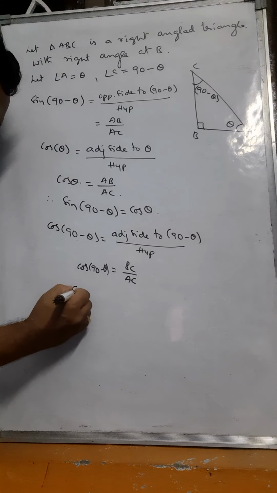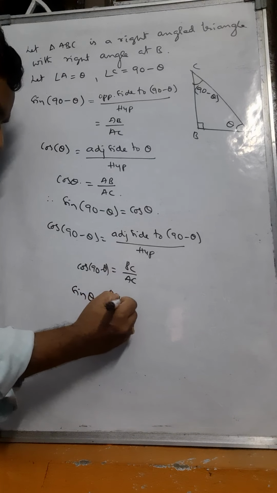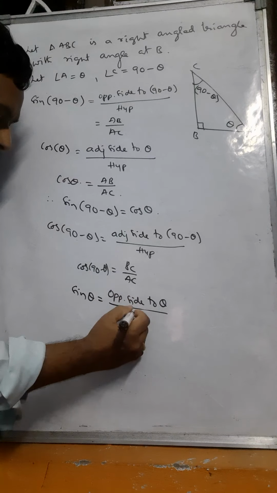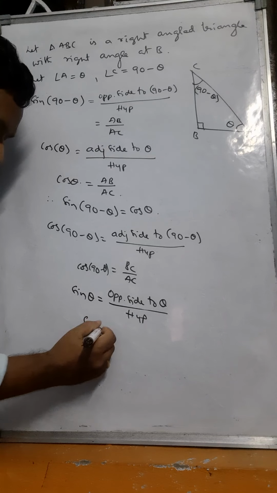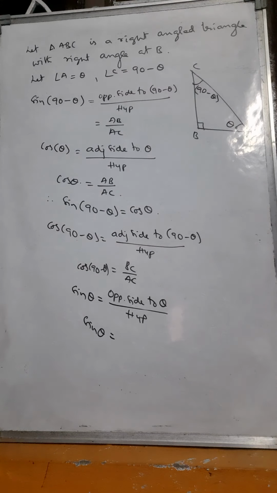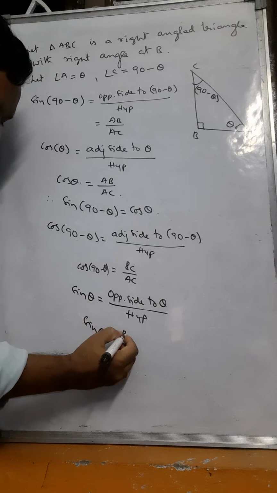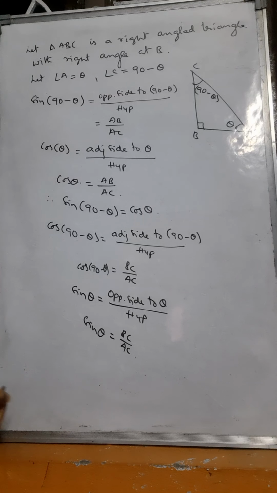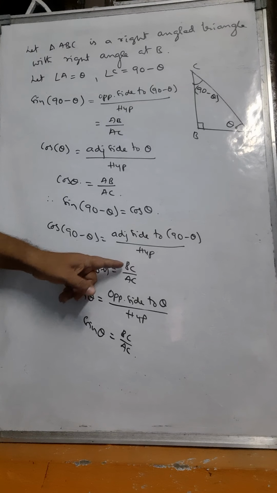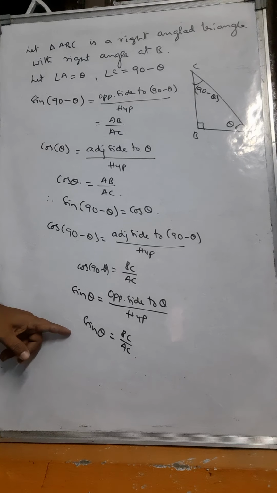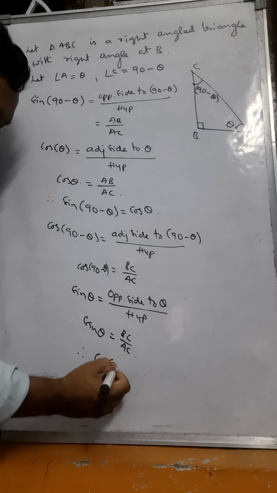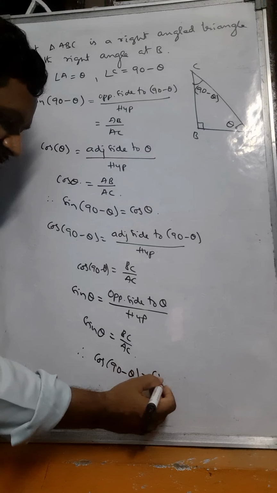What about sin theta? Sin theta means opposite side to angle theta by hypotenuse. So this is theta. What is the opposite side to the angle theta? That is BC. BC by AC. So here we got that cos 90 minus theta is equal to BC by AC, and sin theta is equal to BC by AC. So from this we can say that cos 90 minus theta is equal to sin theta.